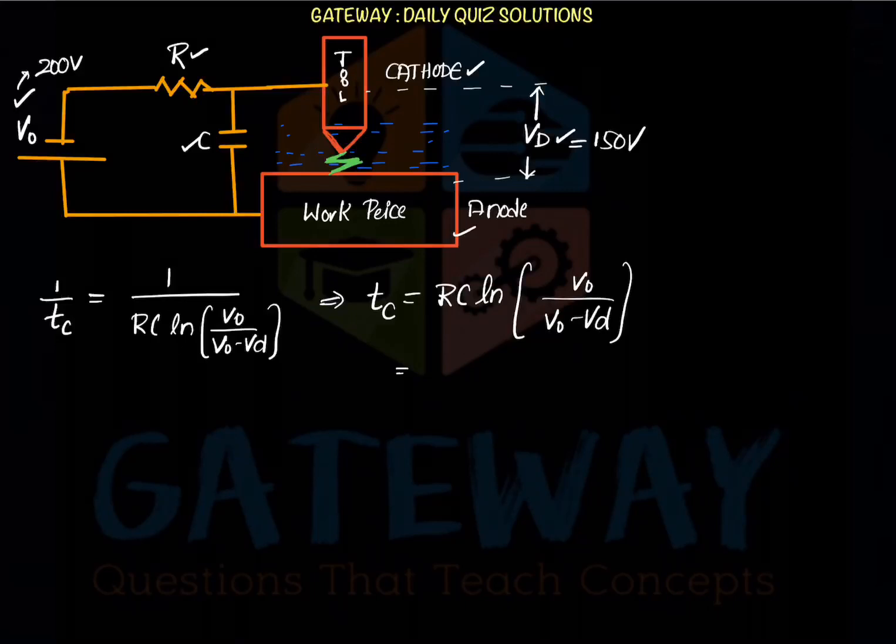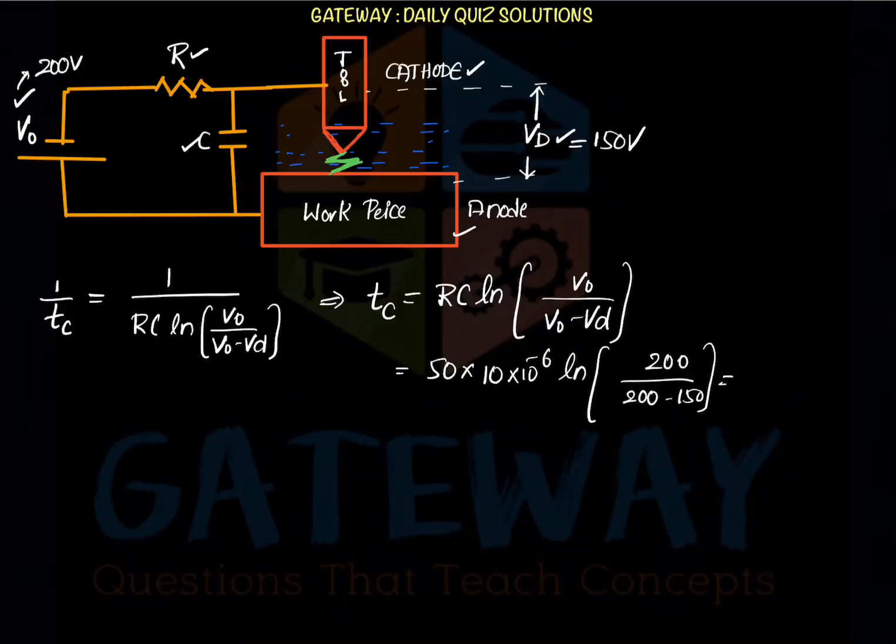Here R was given in the question as 50 ohms and C as 10 microfarads, so 10 into 10 power minus 6 into the natural logarithm of V0, 200, upon 200 minus 150. From here comes our time, the time required to discharge the spark. This time is 6.93 into 10 power minus 4 seconds. So our spark will be discharged in this amount of time. It is not the charging time, it is the discharge time. The discharge happens in the form of a spark.